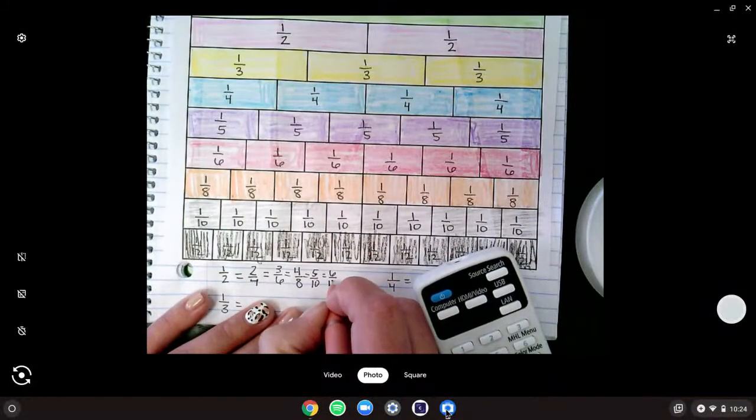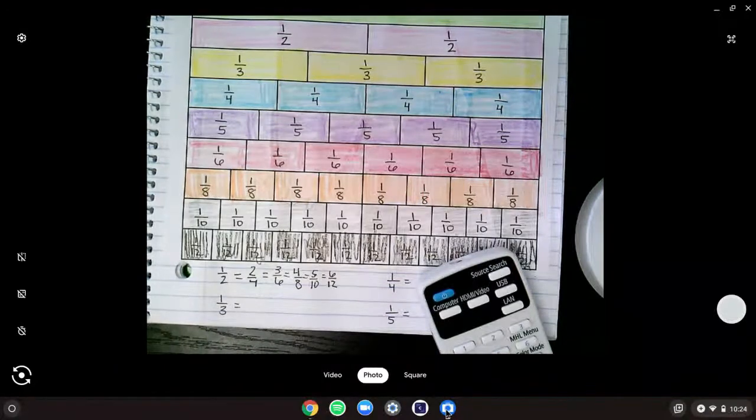What if we wanted to do 7? Could we use 7 as a numerator? Yeah, you could. What would our denominator be? 14. 14. What do you notice?